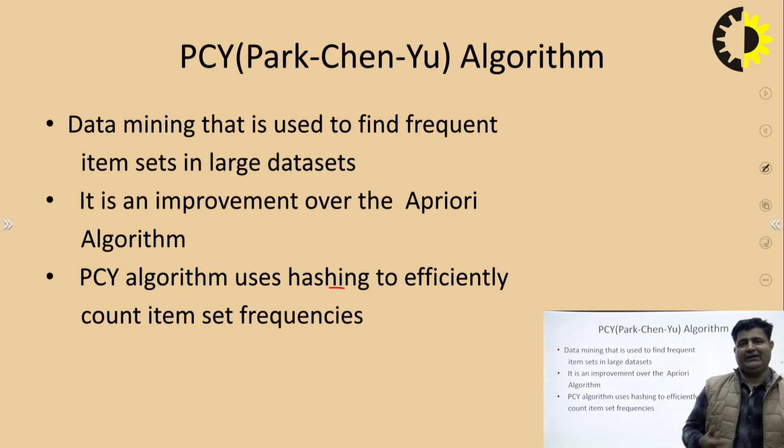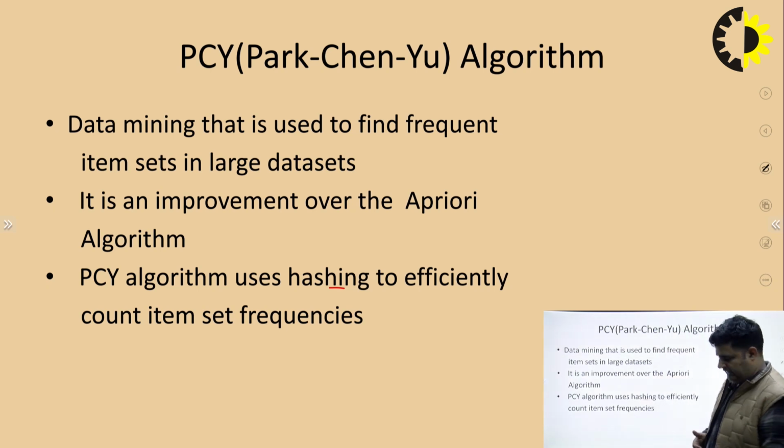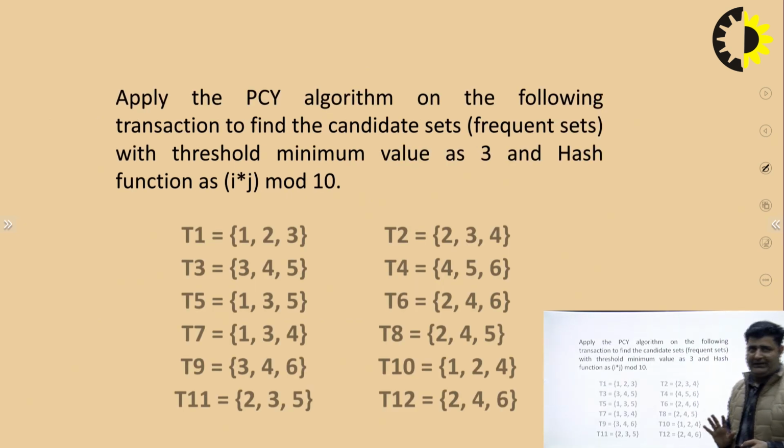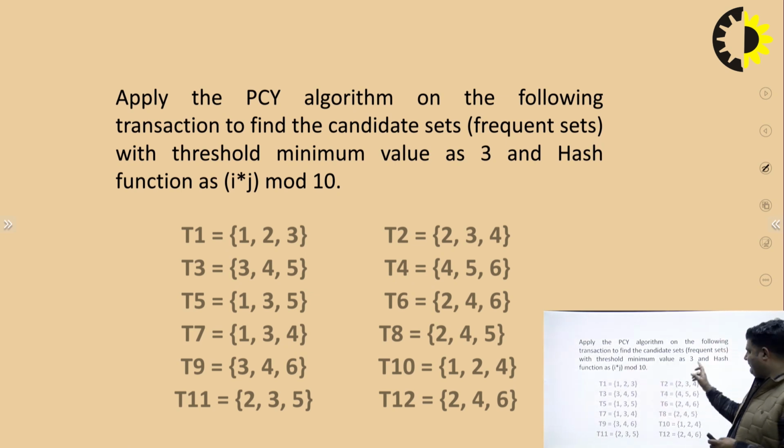Now we try to understand this algorithm with the help of one example. We have to apply the PCY algorithm on the following transactions to find out the frequent item set, and the threshold value mentioned is 3, and this is the hash function for this: i into j mod 10. What is the purpose of this?